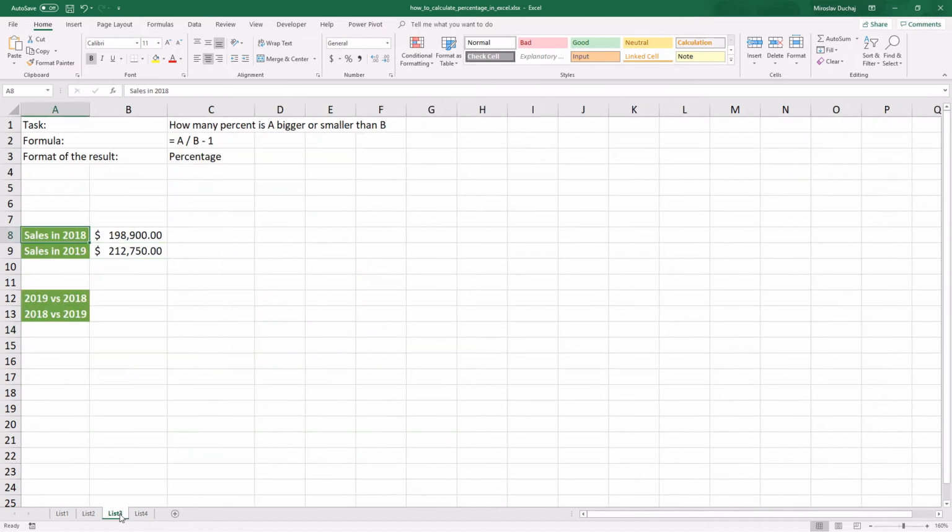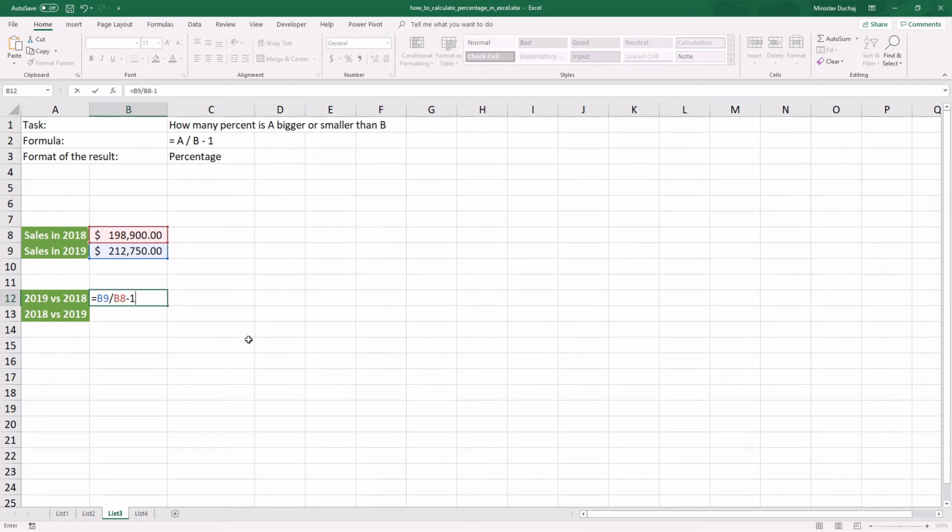In our third exercise we will compare by how many percent is number A bigger or smaller than number B. Don't forget that we are comparing A to B, so the A will be above the fraction line and B will be below the fraction line. In our case, we are comparing sales in 2019 versus the sales in 2018, and so the sales in 2019 will be above the fractional line and sales in 2018 will be below the fractional line.